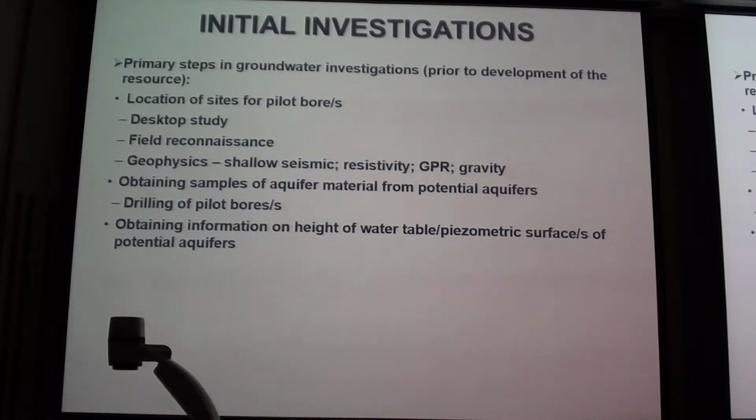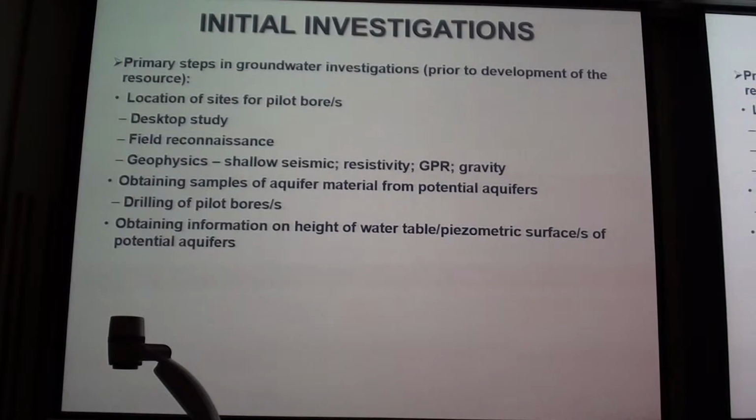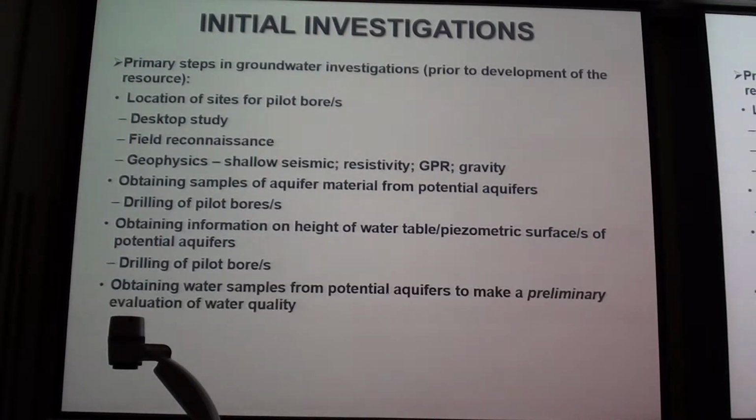Obtaining water levels. Okay, these metric surfaces, hydraulic head or whatever, from potential aquifers. Whether you're dealing with a confined aquifer or an unconfined aquifer, you get useful information from that. So again, you get that as you're drilling your well.